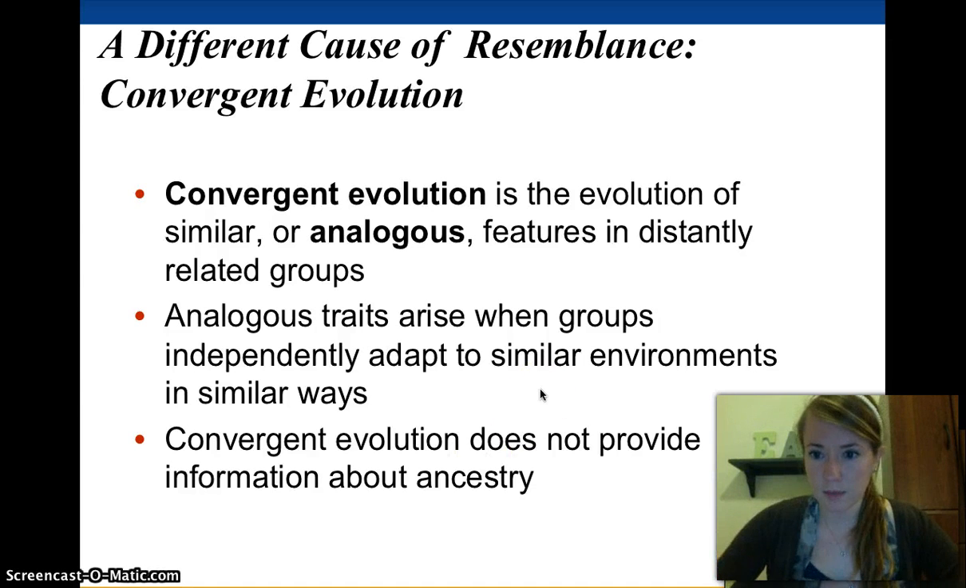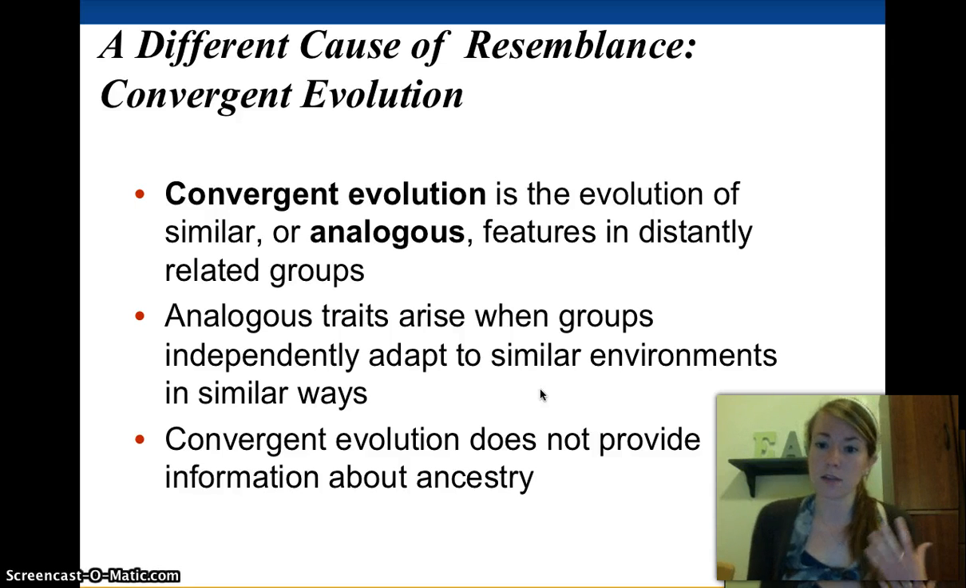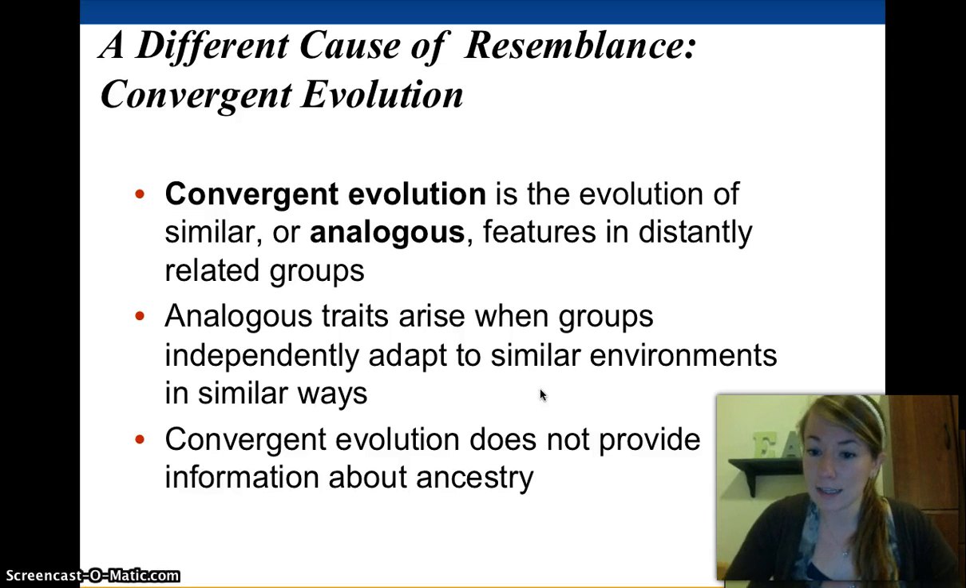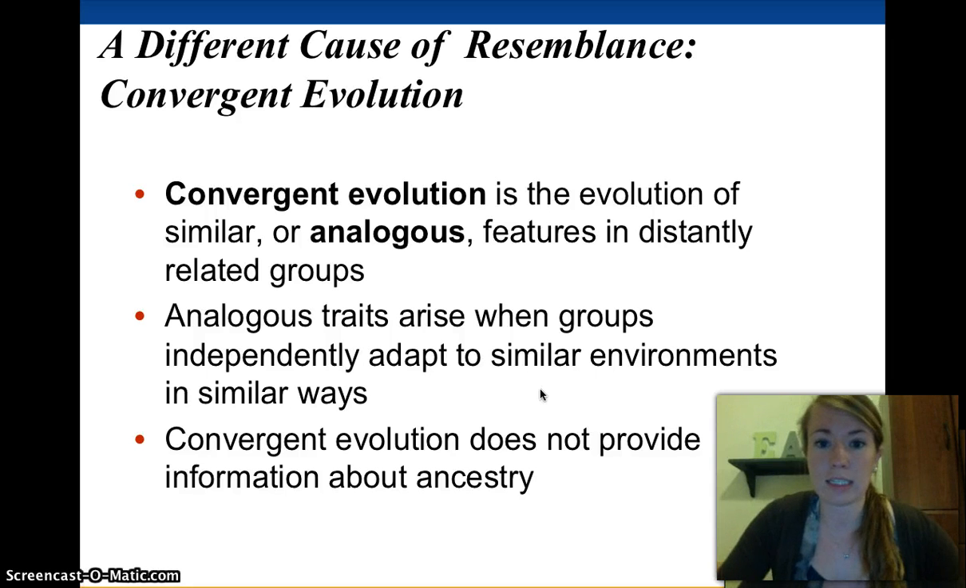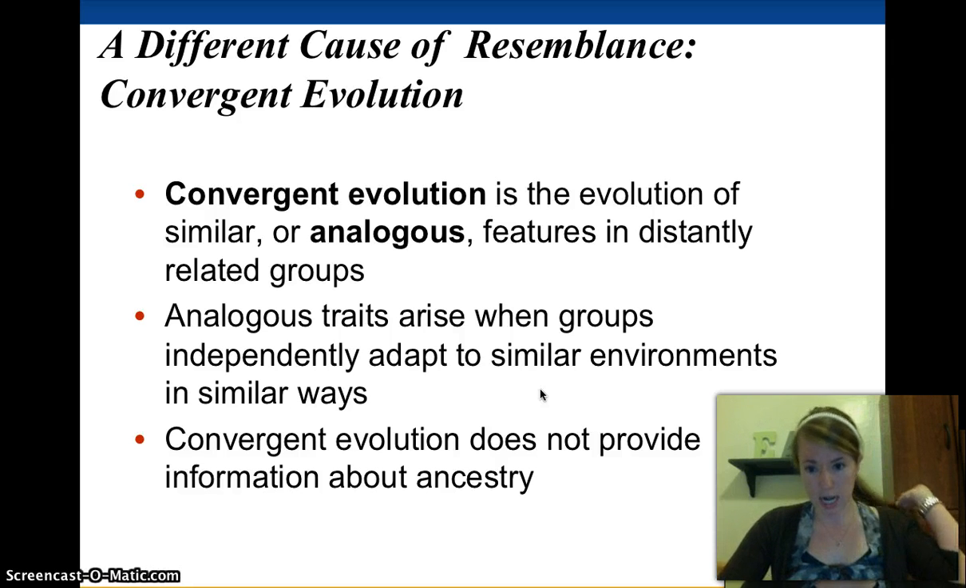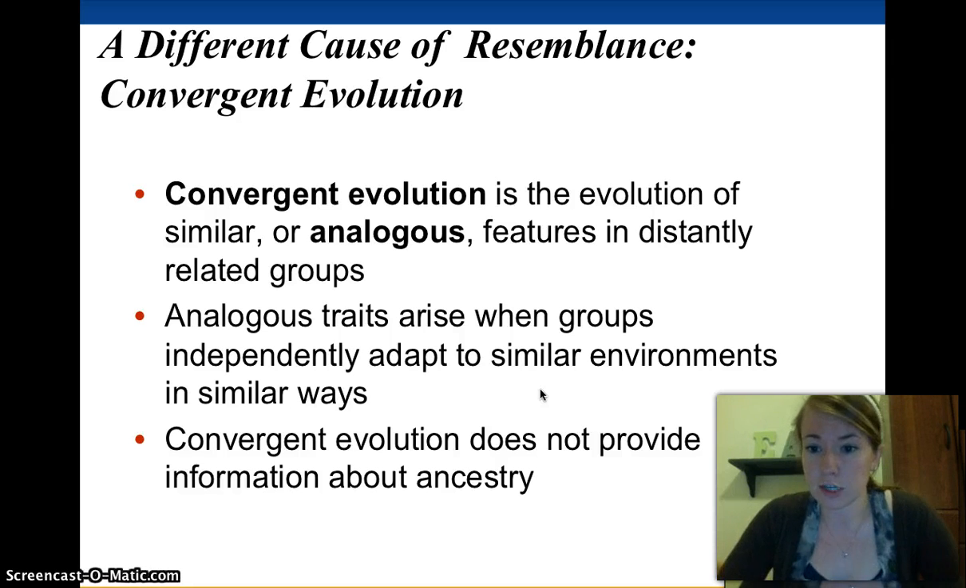So we talked about homologous structures, which are when we see similar structures among related groups of organisms because they came from a common ancestor. But there's also things called analogous structures, which come from convergent evolution, which means that there's structures that are similar between groups of living things that are not related at all. These structures did not come from a common ancestor. They just so happen to have evolved twice.